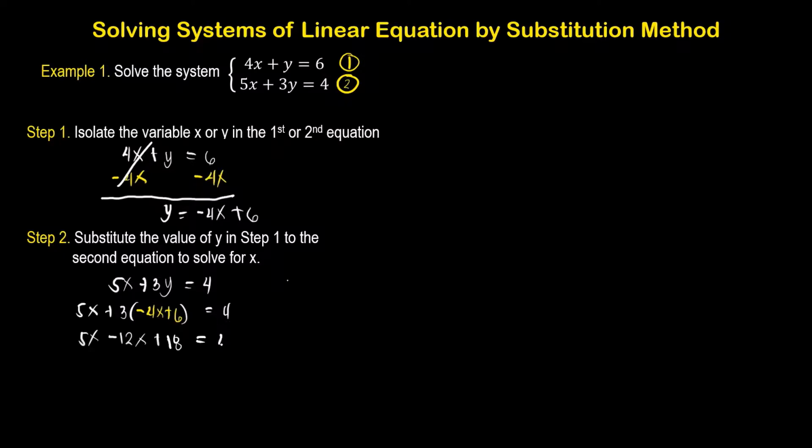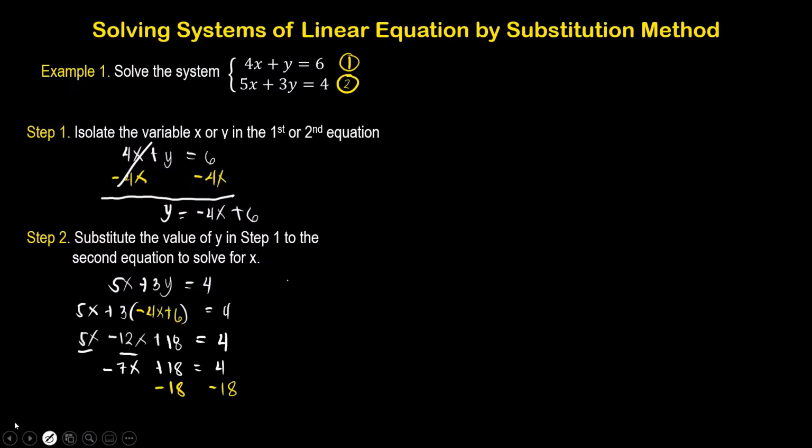Then, equal to 4. So, dito, ang gagawin natin is we combine the common term. So, we have here 5x minus 12x is equal to negative 7x plus 18 is equal to 4. And of course, we use addition property of equality here. So we need to isolate the x. So we need to add both sides by negative 18.